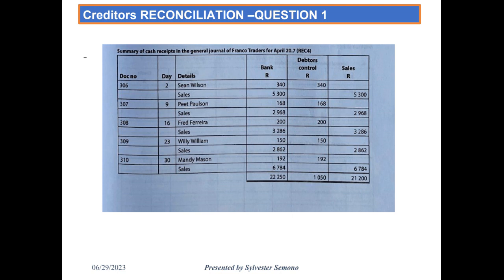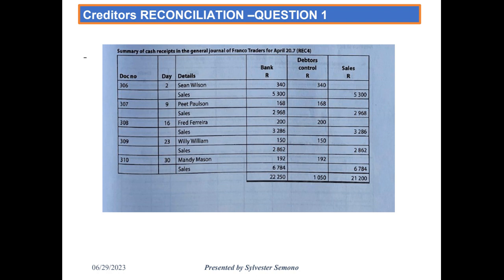The difference of the sales and Sean Wilson is on the deposit side. The way they put this information, I think 340 is not there. They put the difference of the sales and, for example, this transaction, Sean Wilson. So it's 5,300 minus 340. So it's 5,000 and 5,640. It's there.